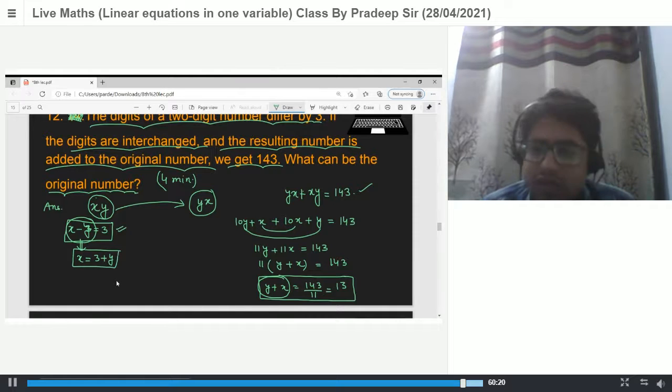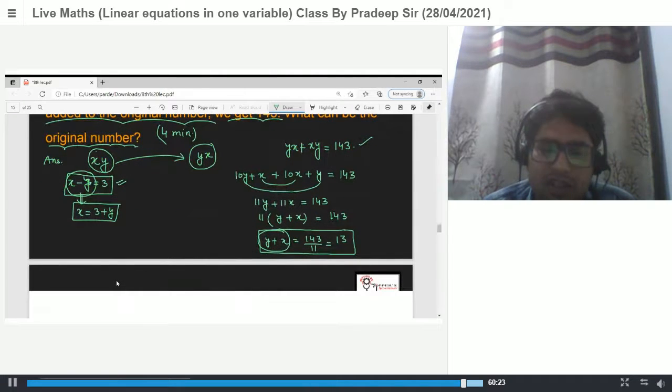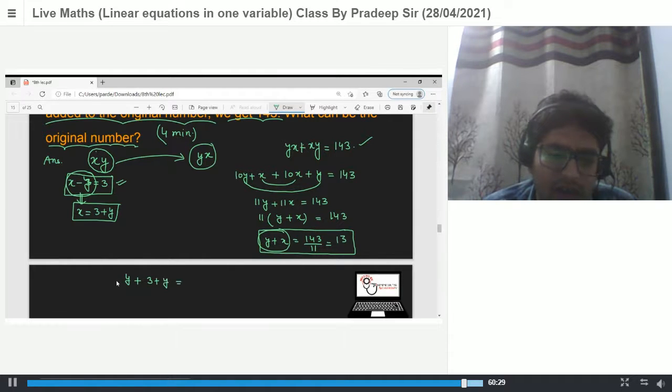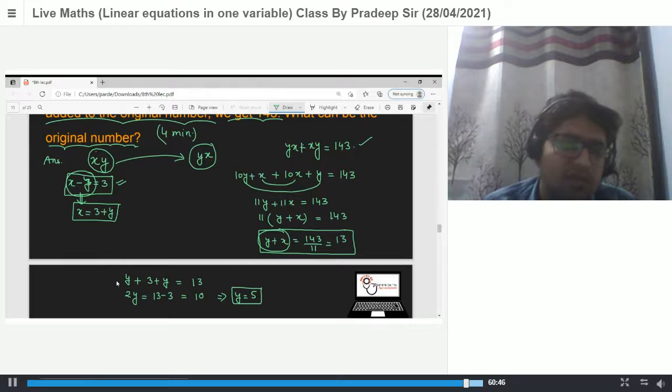So we can use x as 3 plus y. This will become y plus 3 plus y equal to 13. If you simplify it, 2y is 13 minus 3, which is 10. So y is equal to 5. If y is equal to 5, what will be the value of x? x is equal to 8.